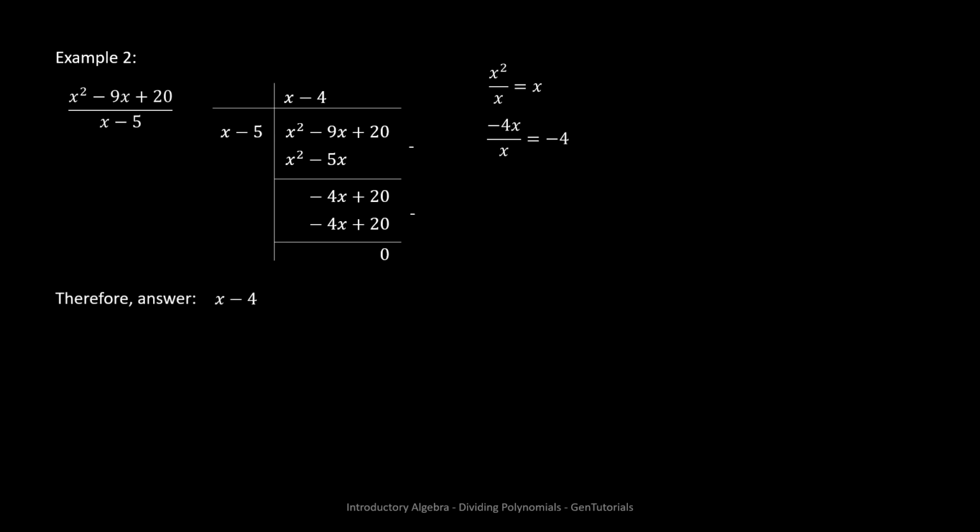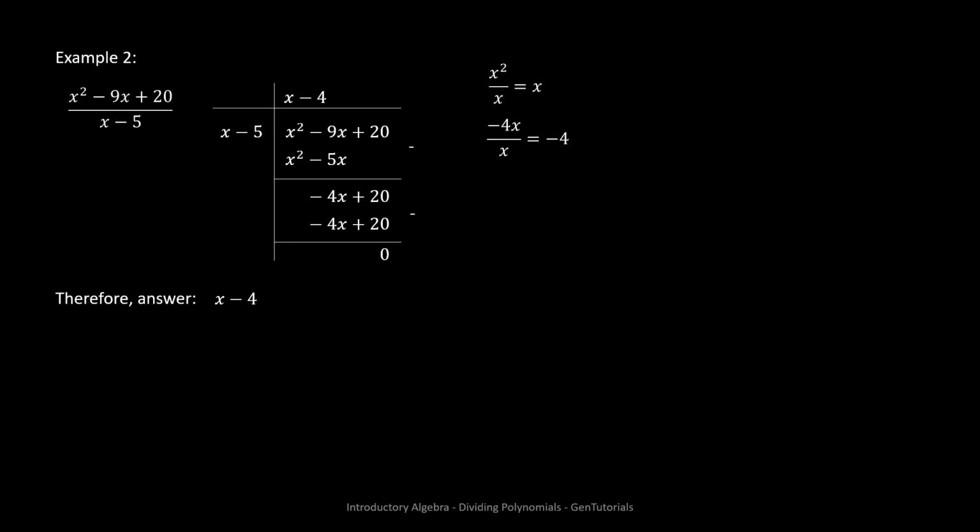Therefore, the answer will be x minus 4. But remember, last lesson I told you that the general formula for deducing the answer to the division of a polynomial would be the quotient plus the remainder all over the original denominator. Now that's interesting, because here our remainder is 0. And if we were to do x minus 4 plus 0 on x minus 5, that would just be 0. So x minus 4.